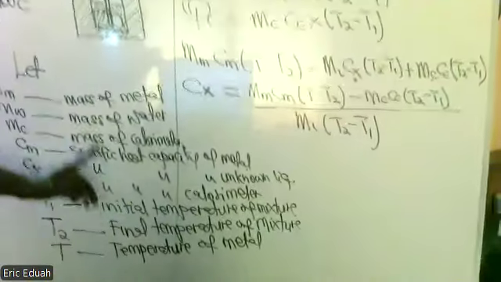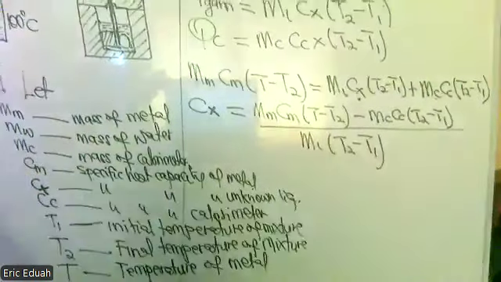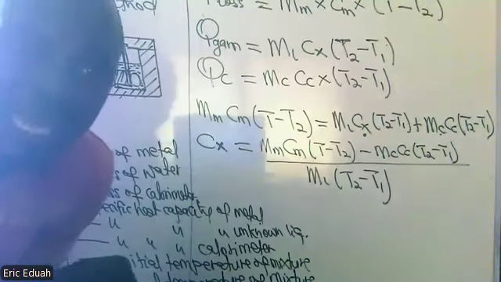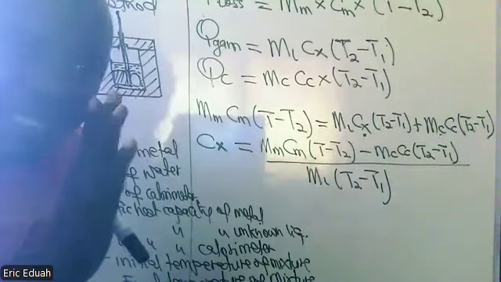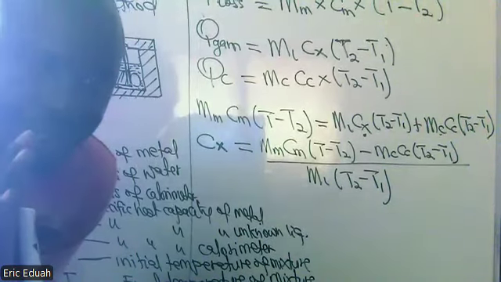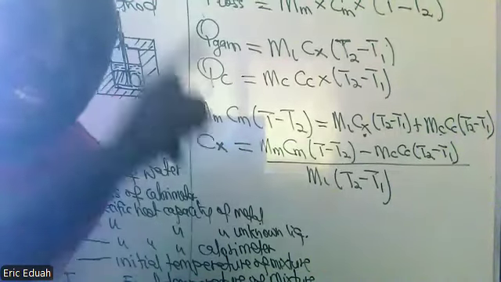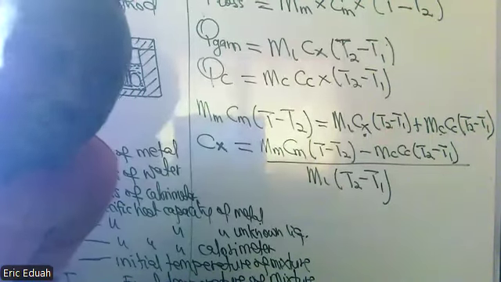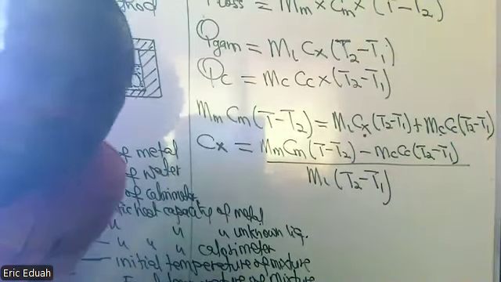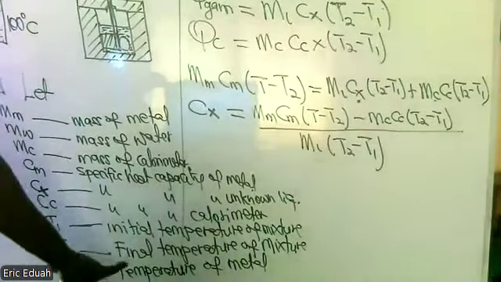I said let T1 represent the initial temperature of the mixture. So the initial temperature of the mixture here, I'm referring to the water and the calorimeter, because the metal is not immersed into it here. Is that okay? Yes. When the metal is transferred and stirred for some time, it will give us the final temperature at equilibrium, and that is what is indicated as T2.